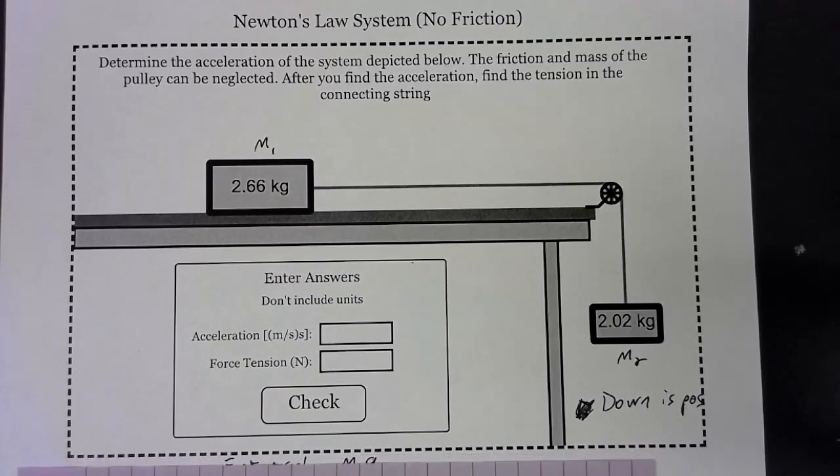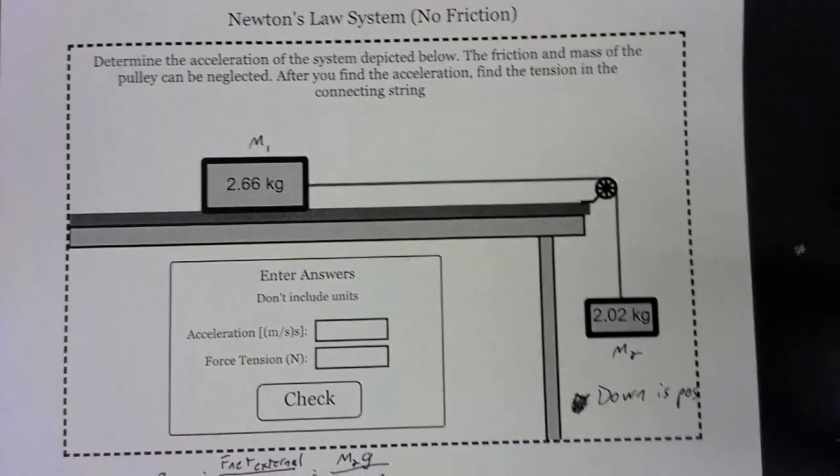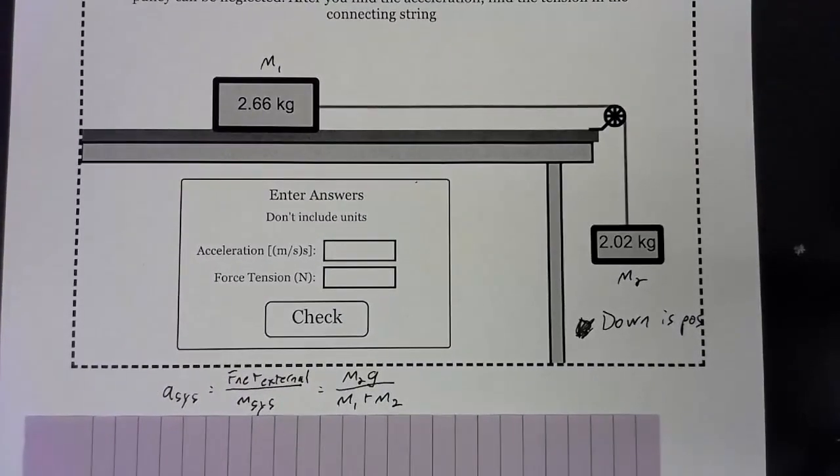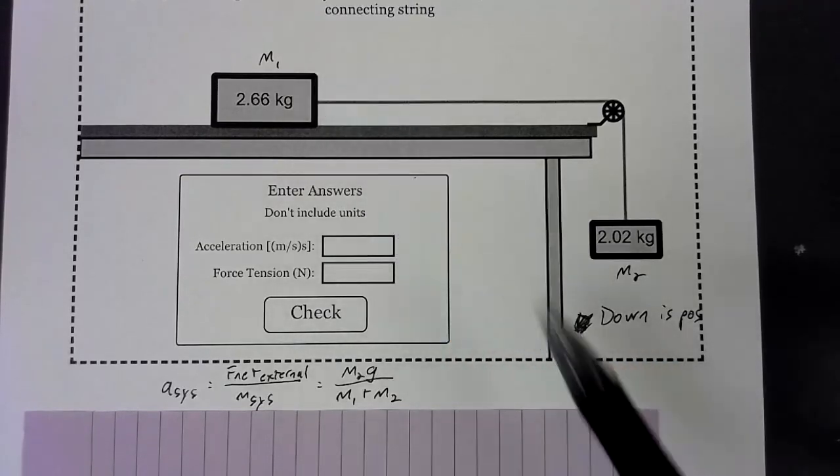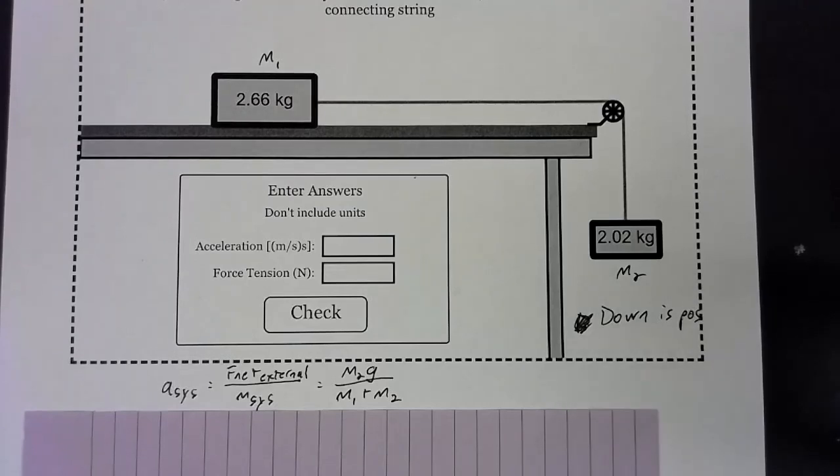So when we're working with a system, let's start with this. The acceleration of the system is going to be the net external force on the system divided by the mass of the system. So let's call this M1, let's call this M2, and for this problem, let's do down is positive. So let's think about all the forces on the system.